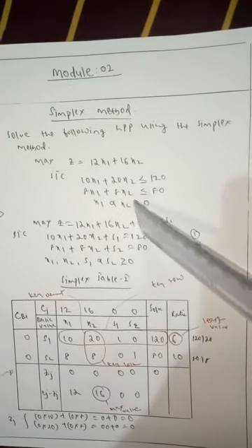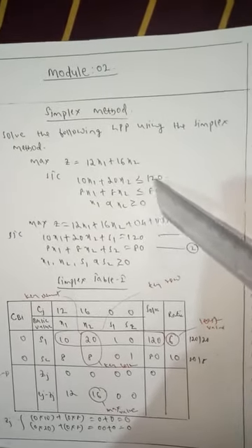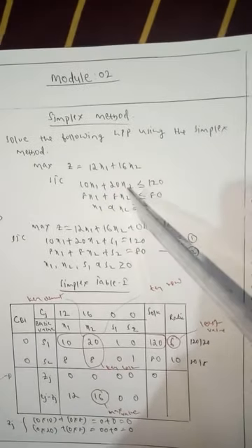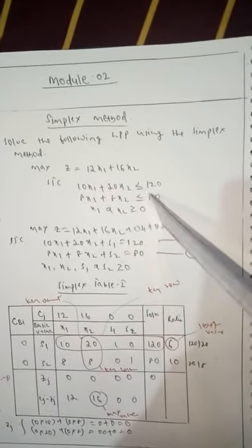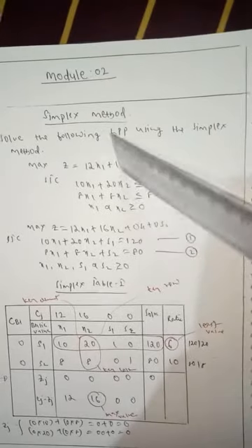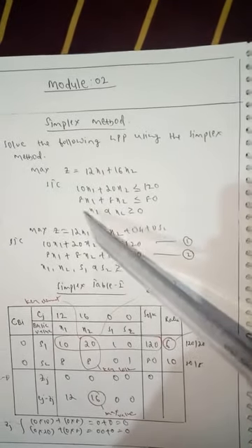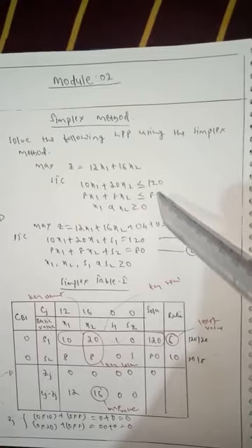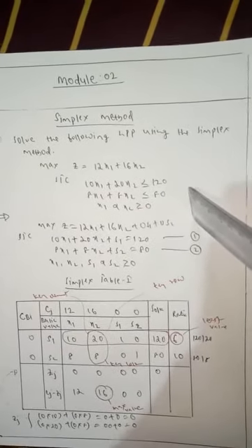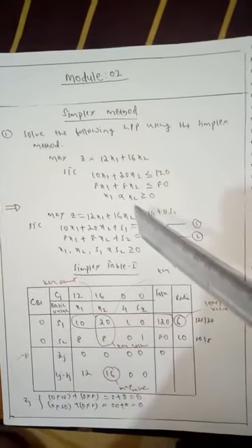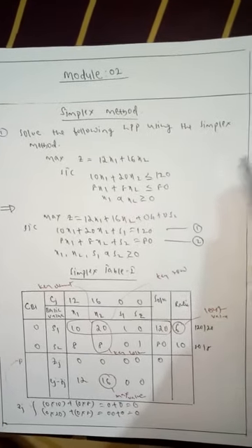In the objective function you write the basic variables, that is s1 and s2, with coefficient 0. Now 0 into s1 is 0, and this is 0, so you will get the same answer. So just add 12x1 + 16x2 + 0s1 + 0s2. This is the objective function. Next, to solve with the simplex method, you check whether the given solution is optimal or not.